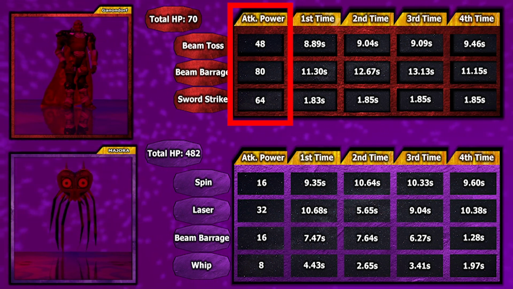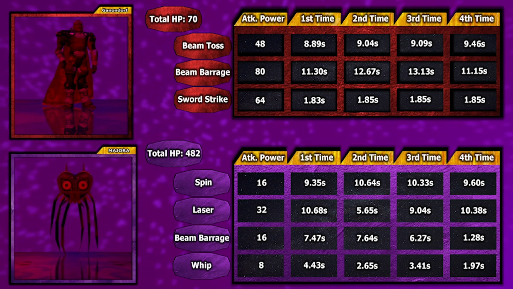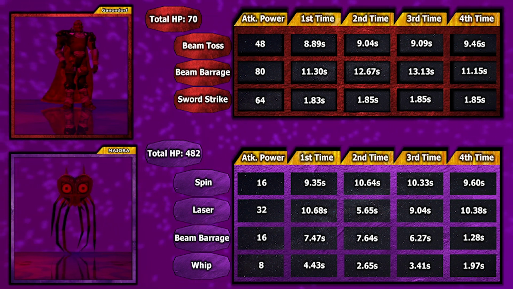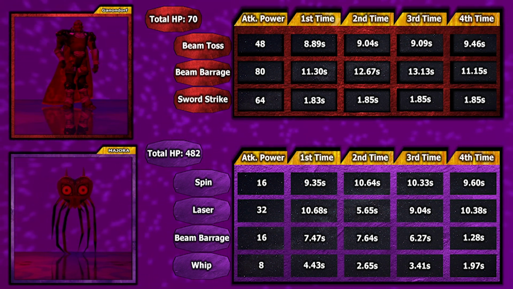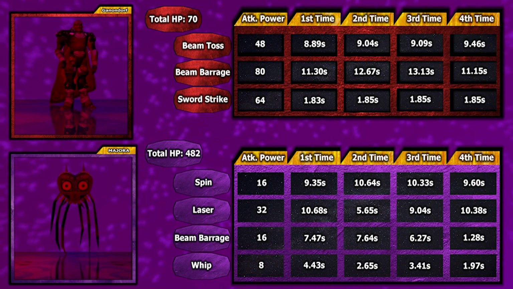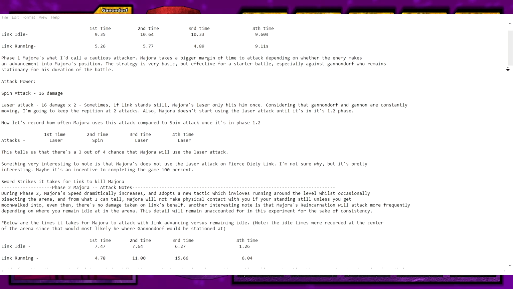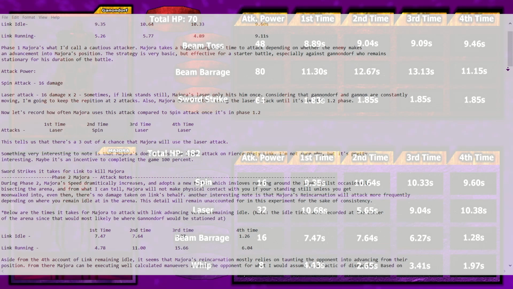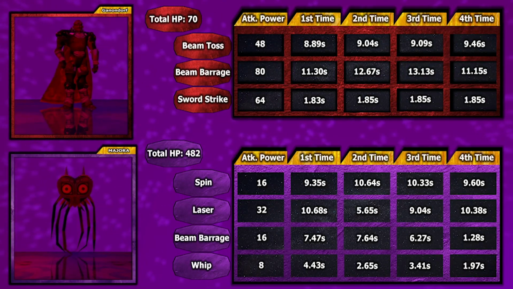However, Ganon makes up for all of this through his attack power. One beam toss exerts 48 damage points, and one beam barrage will pound an astonishing 80 health points from an opponent. If you want to dive further into these notes, I'll have a link to the document in the description below as well. But the last note I want to pick at is the attack times.